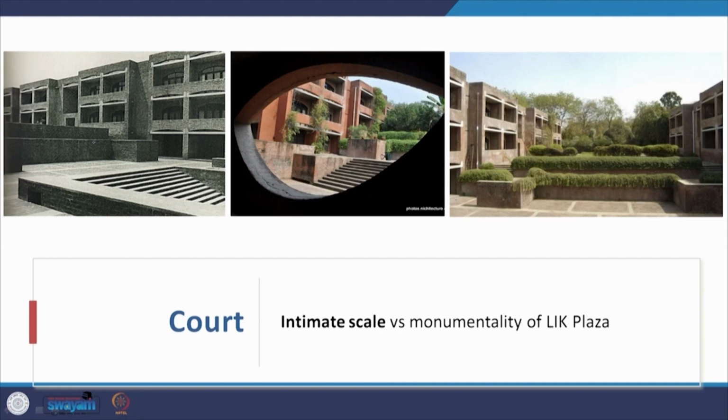Now, when he brought down that scale, he also brought down the scale of the court itself, and he increased the number of elements that would make it more intimate. Now, this is a very interesting thing that he is trying to do here. He is trying to coordinate the court with the overall composition. In the LIK Plaza, the overall composition of the plaza surrounding buildings are on a massive scale. So, the plaza radiates that massiveness or accentuates that massiveness, being massive itself.